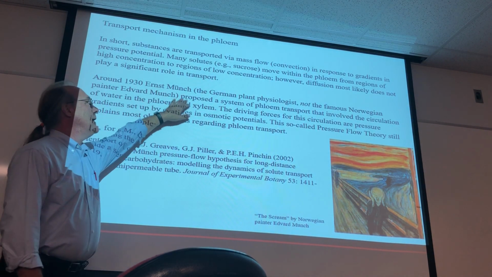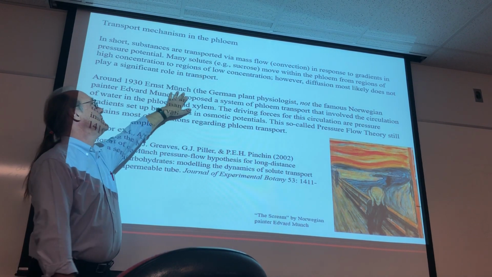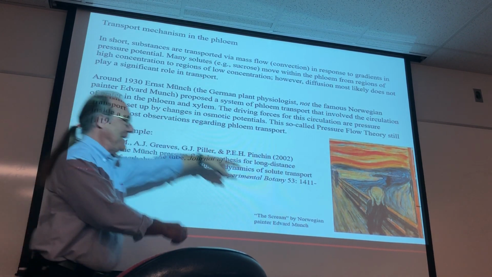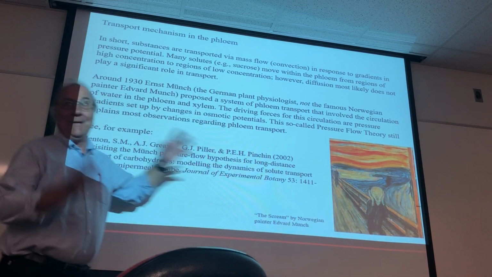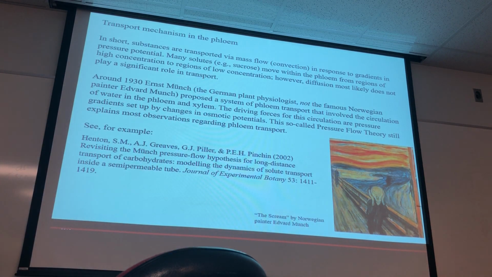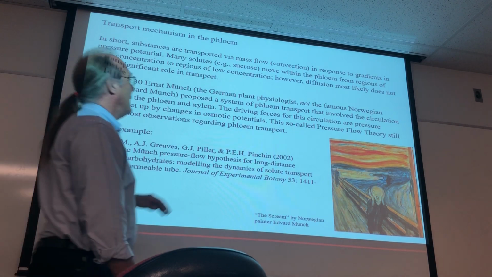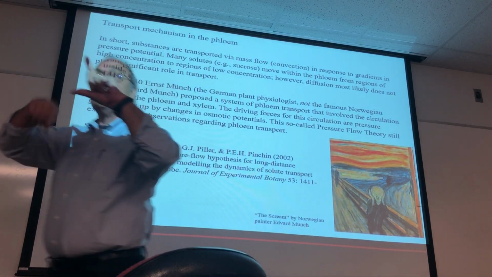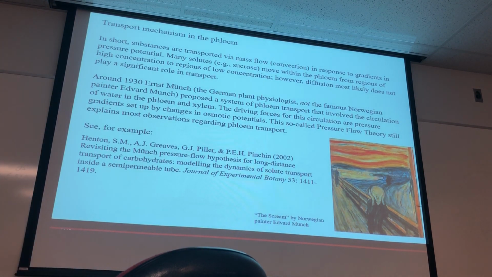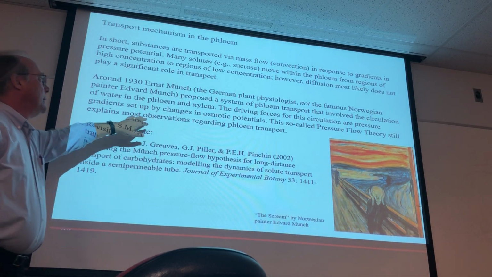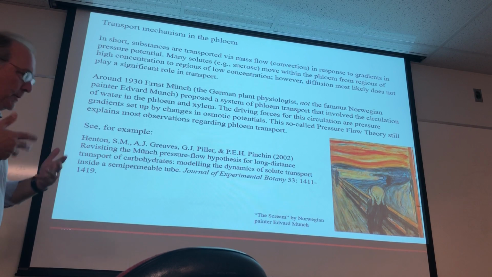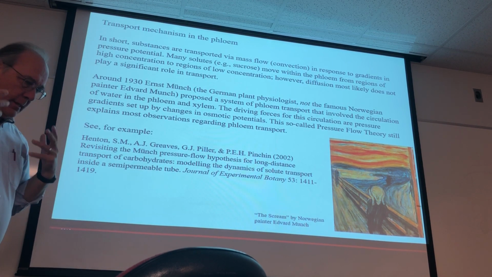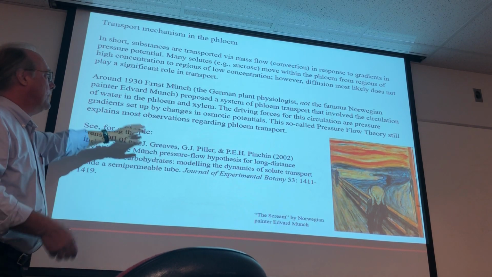But what does it have to do with transport and the flow? In 1930, a German physiologist, Ernst Munch, not this guy, Edvard Munch, that's the famous painter, but a different guy with a similar name, came up with a theory of flow and transport that he called pressure flow theory. And it was that circulatory thing that I explained last time. And so that's what I'll go into today. It's still the most widely accepted theory for transport in the phloem.